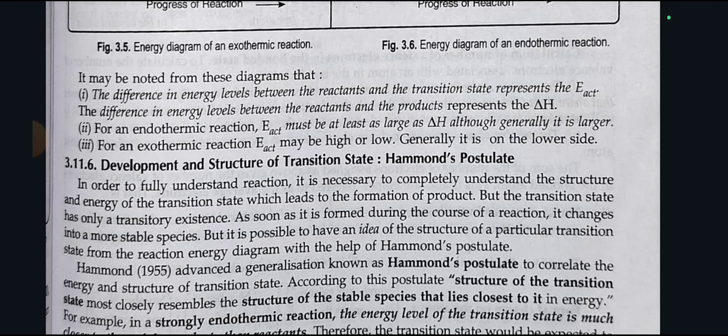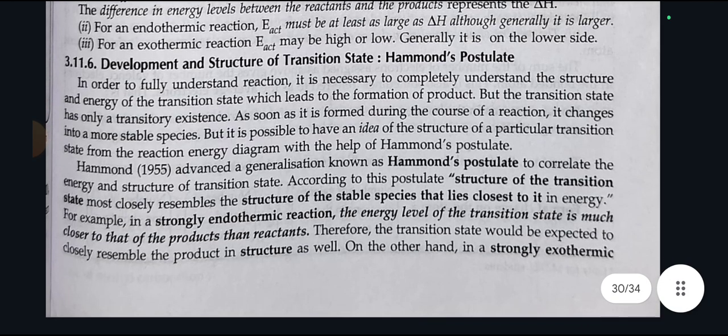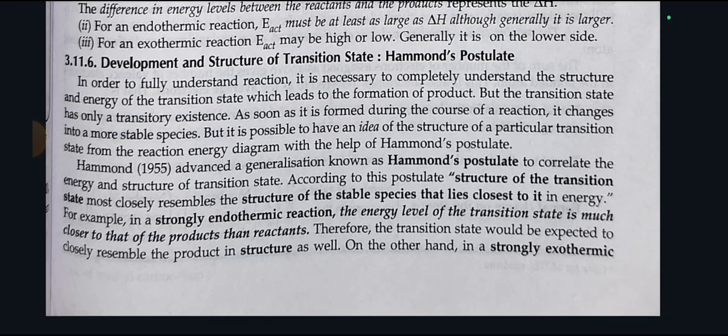It may be noted from this diagram that, first, the difference in energy level between the reactants and the transition state represents the E act. The difference in energy level between the reactants and the products represents the delta H. Second, for an endothermic reaction, E act must be at least as large as delta H, although generally it is larger. Third, for an exothermic reaction, E act may be high or low. Generally, it is on the lower side.